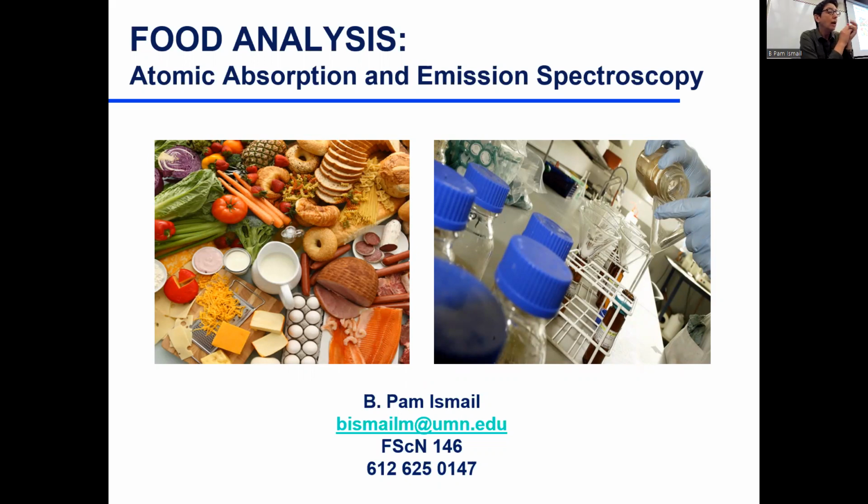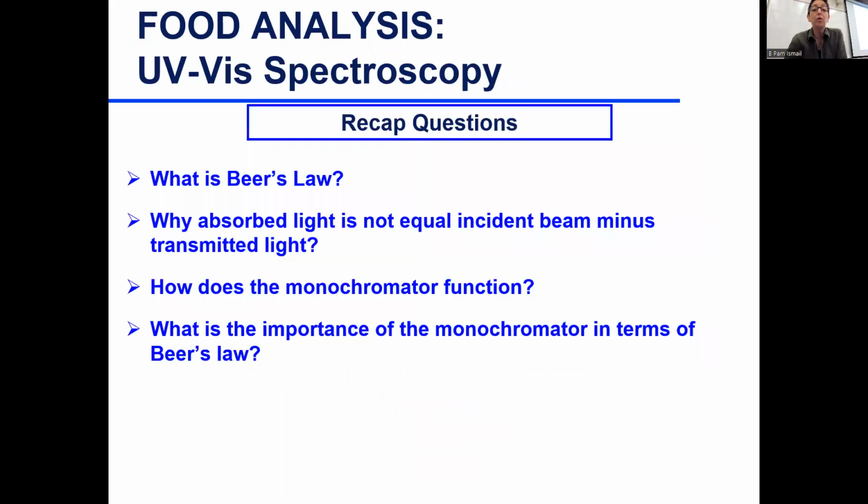Okay, let's finish up spectroscopy. Today is the last lecture on spectroscopy. So we're going to go over atomic absorption and atomic emission. You already had the lab, so you are pros. This is just going over the theory. Before we get there, let's remember a little bit what we talked about last time.